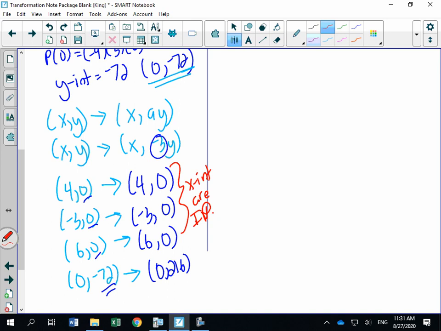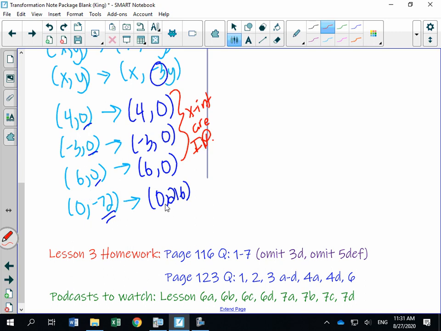So for a vertical stretch, x-intercepts are invariant points. What actually changed is my y value. So a vertical stretch affects y values, which is going to be the range of my graph. Okay?